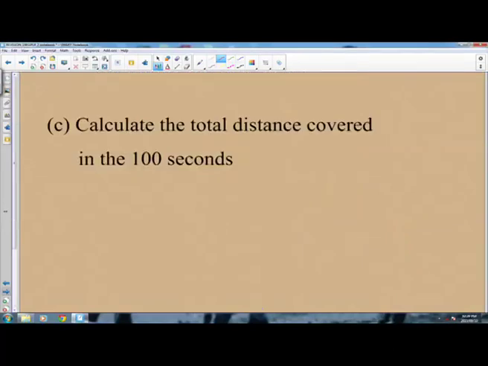And then the next question says you are to calculate the total distance covered in the 100 seconds. In a speed time graph, the total distance traveled is found by finding the area under the graph.